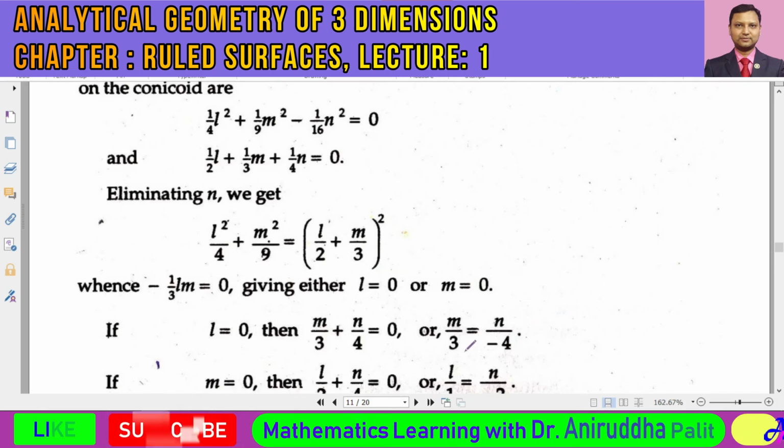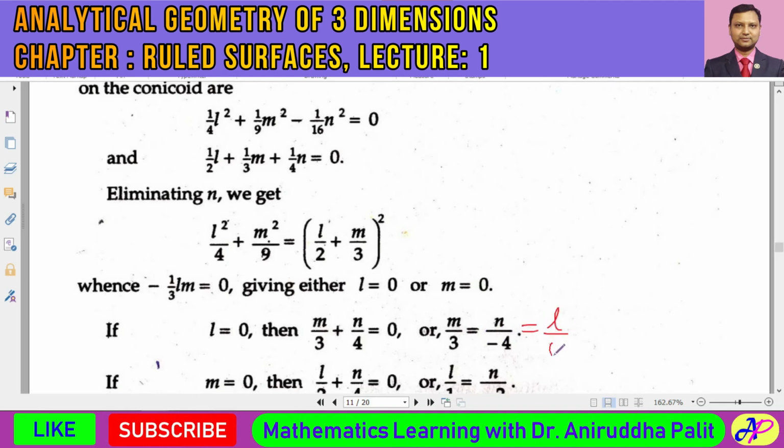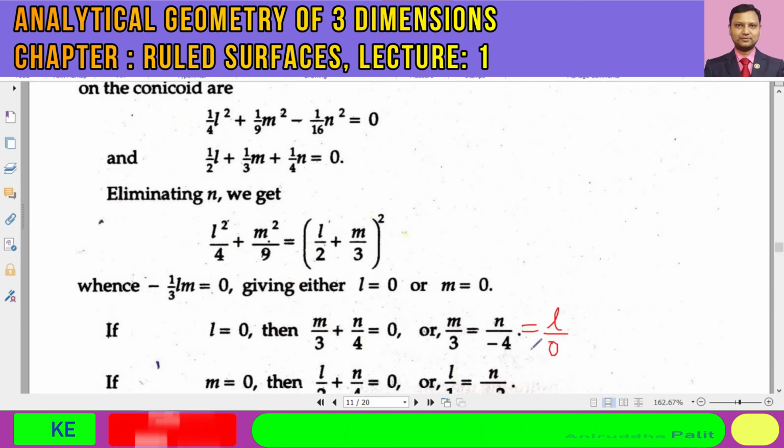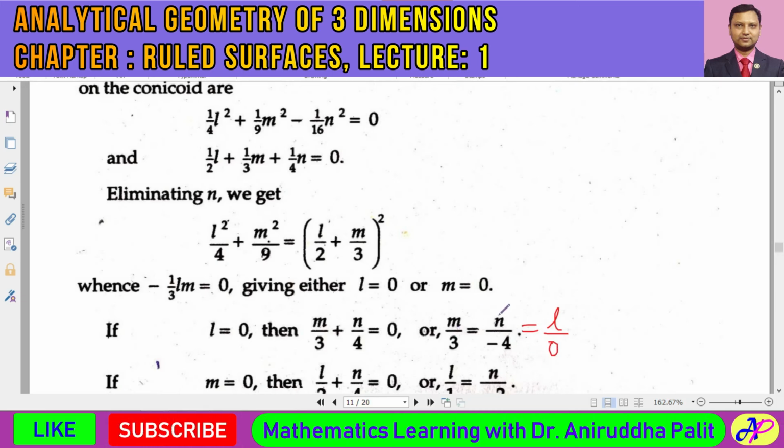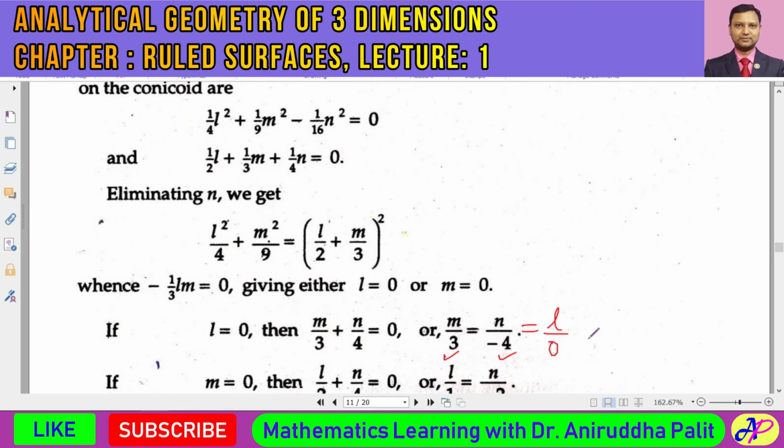So we can say that M by 3 is equal to N by 4, and that is equal to L by 0. So what are the possible values of M, N and L? M is equal to 3, N is equal to minus 4 and L is equal to 0. These are the three possible values of L, M and N.